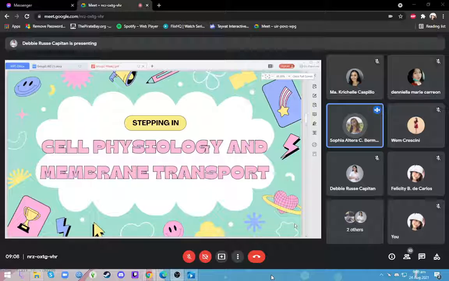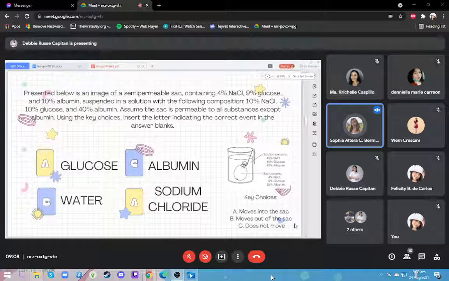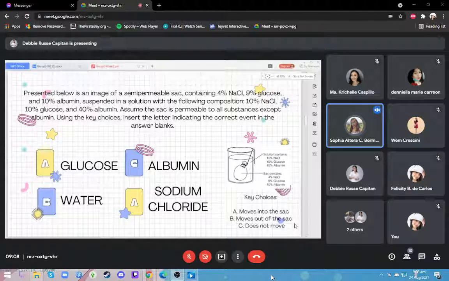For the semi-permeable sac, our answer is letter A, since glucose and sodium chloride move into the sac down their concentration gradient, due to their chemical driving force, and also because the salt has a higher concentration. For item number 2, our answer is letter B because water must move out due to a high concentration inside the sac. Therefore, the water will be dispersed outside the sac via osmosis.